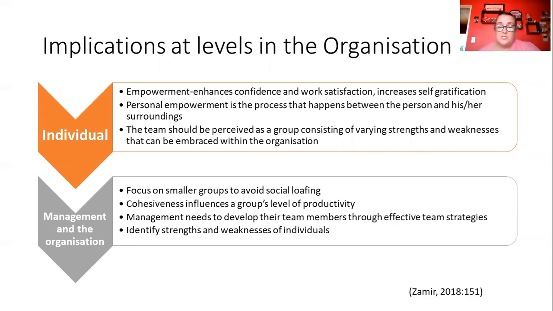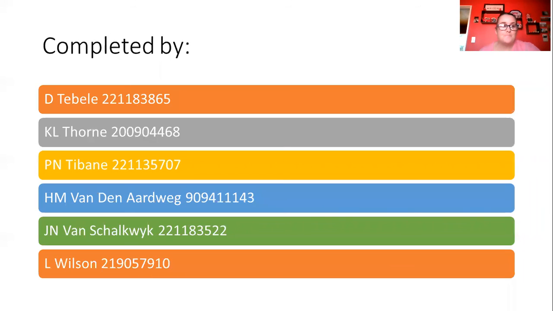The management and the organization. There should be a focus on smaller groups to avoid social loafing. Cohesiveness influences a group's level of productivity. Management needs to develop their team members through effective team strategies, and individual strengths and weaknesses need to be identified.